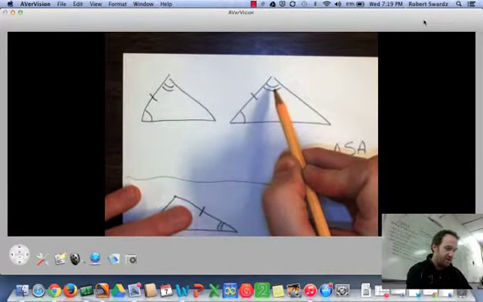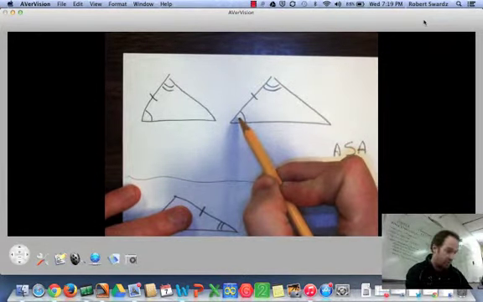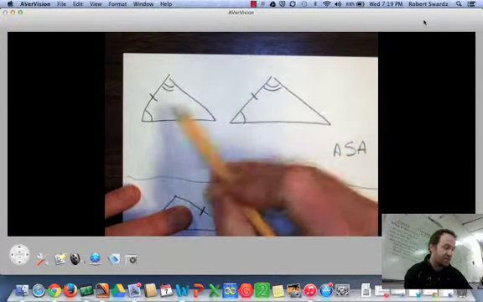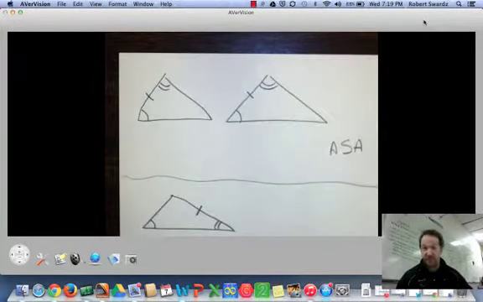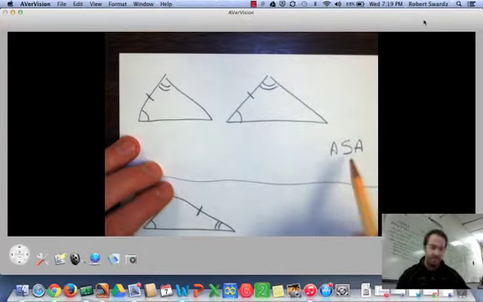We've got two pairs of angles the same, right? And a side in between the angles that are the same too. So if we have two pairs of angles that are the same and a side in between them that are also the same, then the triangles are congruent. And that's called angle, side, angle.